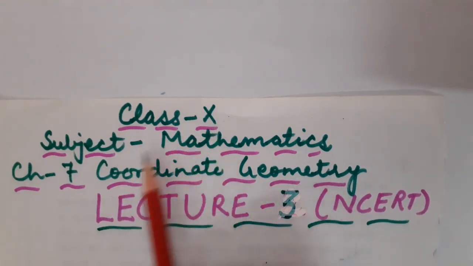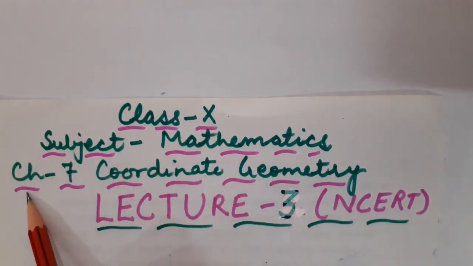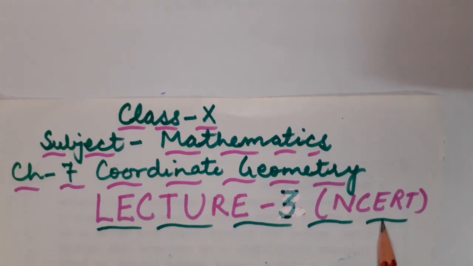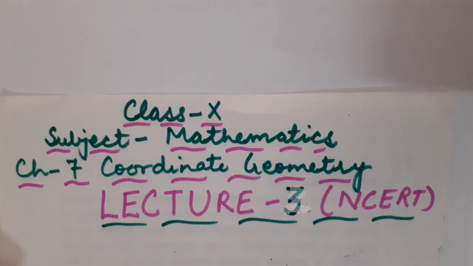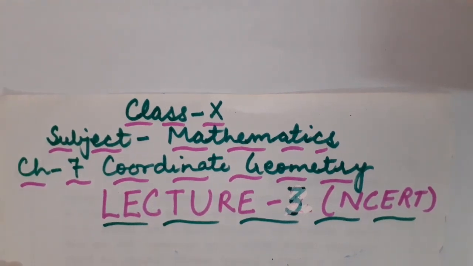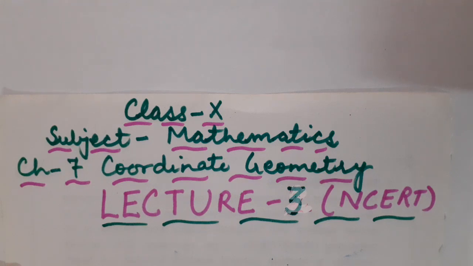This is class 10th, subject mathematics, chapter number 7, coordinate geometry, lecture number 3. And children, the content I am going to cover is from NCERT. Fine, students? Children, in the previous two lectures of chapter number 7, coordinate geometry, I made you understand how to derive the formula to find the distance between 2 points which are plotted on the Cartesian plane. That is basically known as the distance formula. Fine. And in lecture number 2, I explained to you the derivation of the section formula.